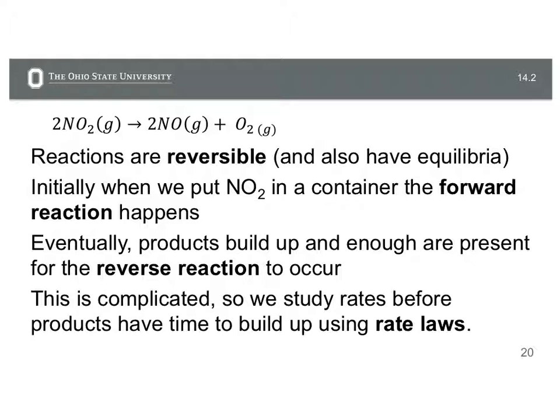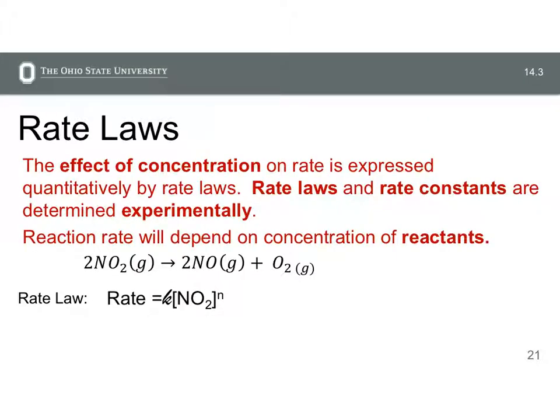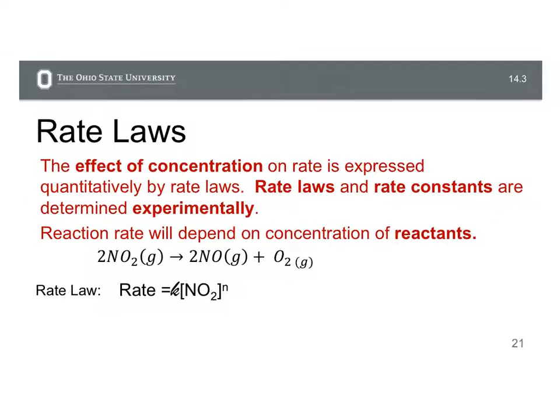So in order to avoid that complication, what we've done is we've developed some rate laws. And that's the next section here, which is 14.3. So I moved through 14.1 into 14.2 pretty quickly. Rate laws are going to look at the effective concentration on our rate. We're going to see that both the rate law and our rate constants are going to be determined experimentally. And the reaction rate will depend on the concentration of reactants.